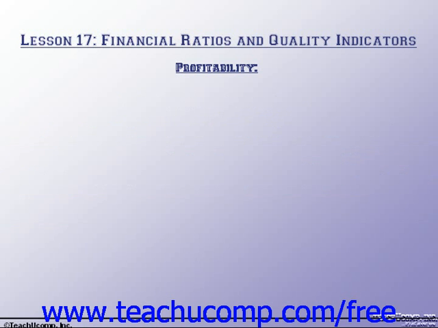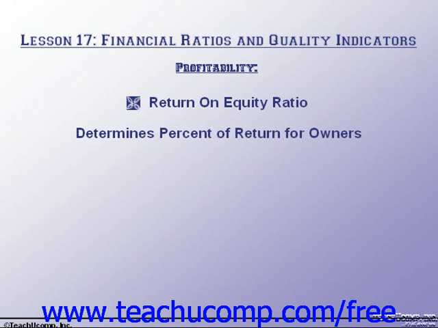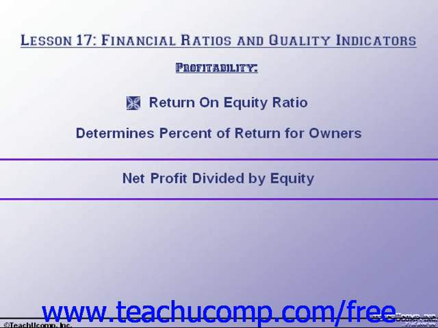The return on equity ratio, also called the return on investment ratio, or ROI for short, shows the percentage of return on funds invested in the business by its owners. As an owner or shareholder in a business, this important ratio shows if you are making enough profit being in business. To find this ratio, divide the net profit by the equity.